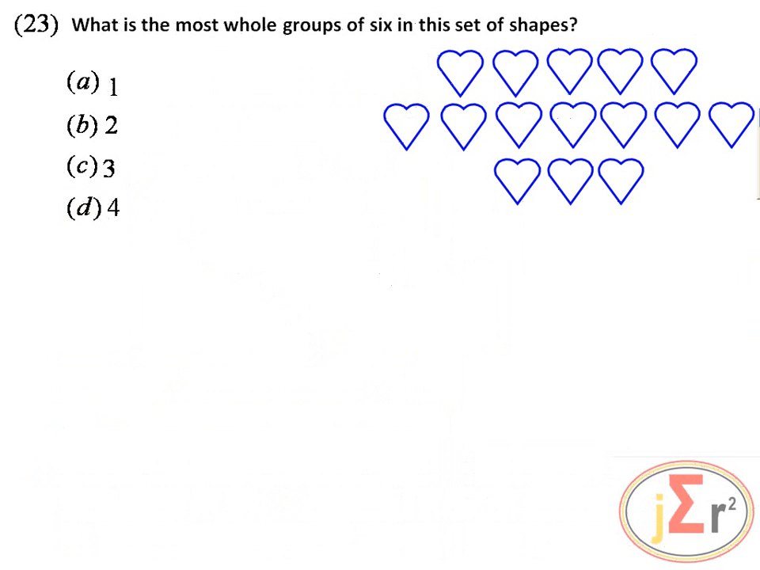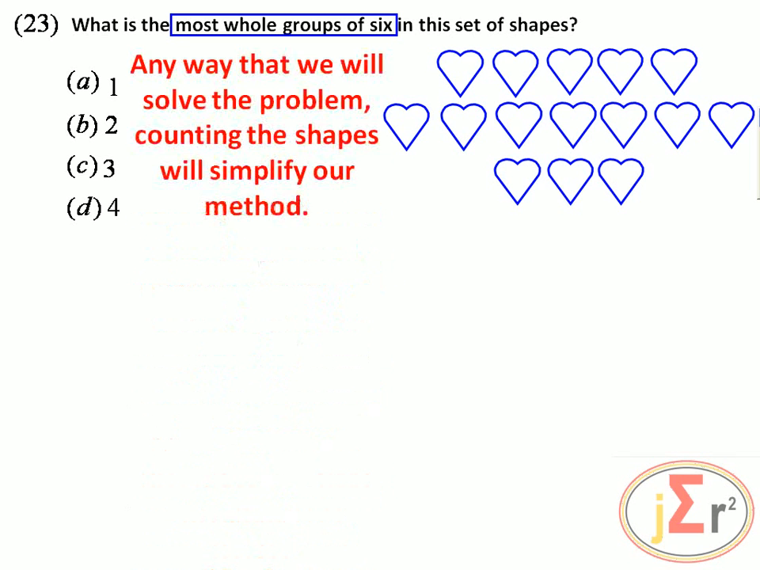What is the most whole groups of 6 in this set of shapes? 2. And Jerry is saying that it is 2 already. What did you say, Jerry? 2. Okay. Anyway, we will solve this problem; counting the shapes will simplify our method.